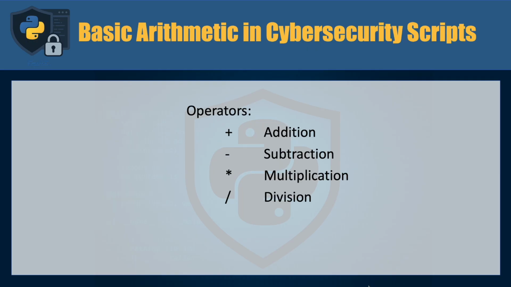Arithmetic is essential in scripts. For example, you may calculate brute force attack durations, compute average packet sizes, or adjust intrusion detection thresholds. We use the following operators. We use the plus symbol for addition, the dash for subtraction, the asterisk for multiplication, and the forward slash for division.